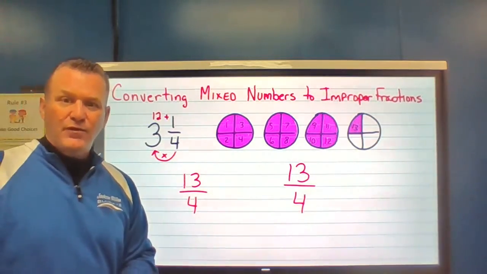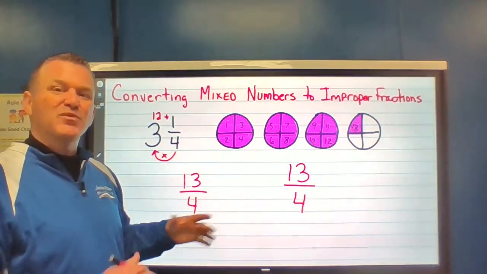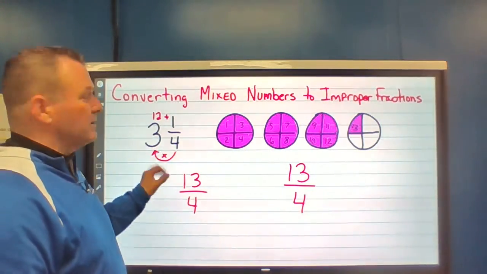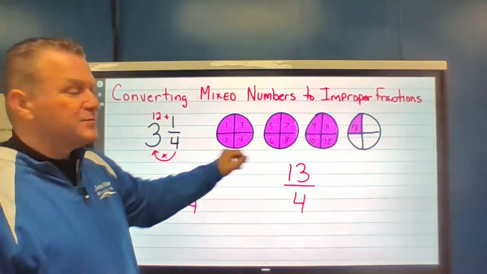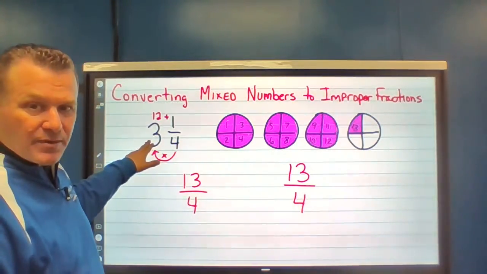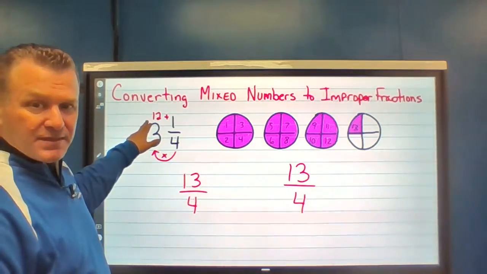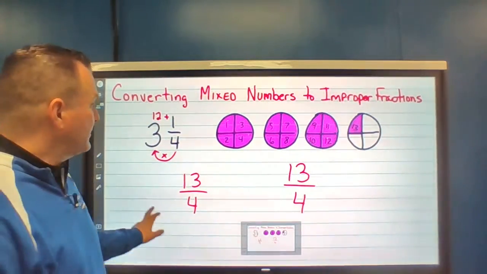And that's how we convert our mixed numbers to improper fractions. We're breaking it down into a visual like this, but more mathematically, our denominator times our whole number, and whatever we get there, we add to our numerator, and that becomes our numerator.